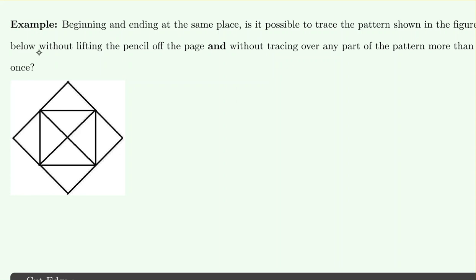Because to say that without lifting the pencil off the page, that just means go along the allowable edges. And we don't want to trace over any part of the pattern more than once. So we want to begin and end in the same place. That's the idea of a circuit. And without tracing over more than once, that's the idea of an Euler circuit.